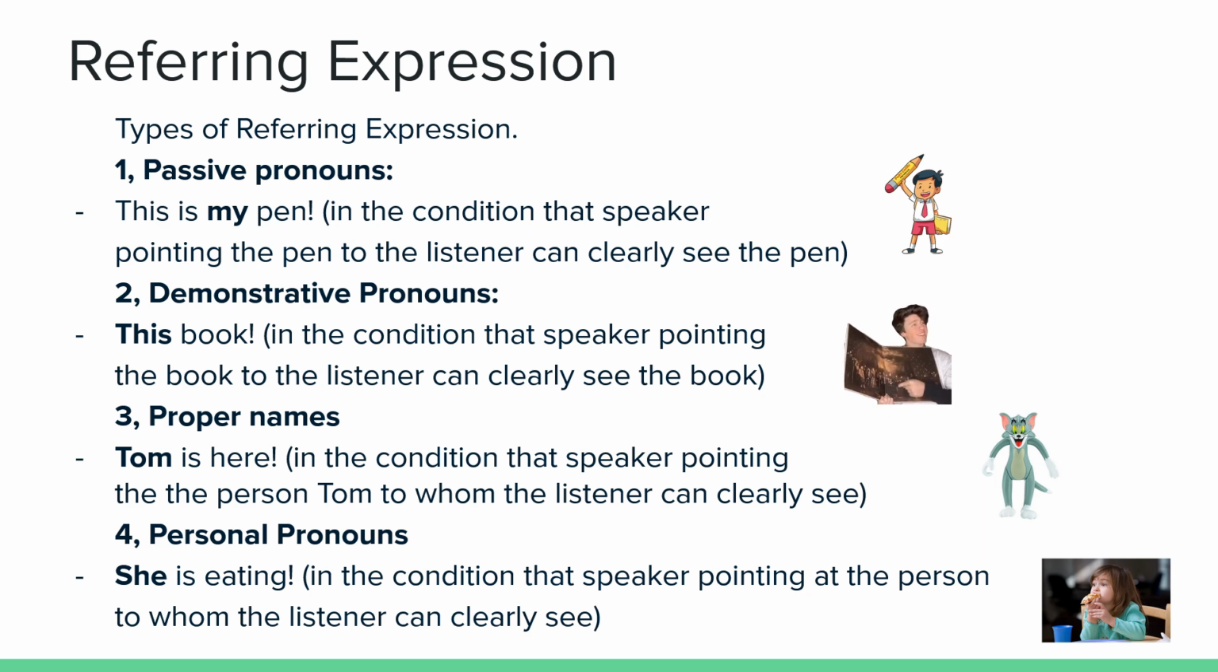In the group of proper names, the sentence "Tom's here" is a referring expression. It can only be the case when both speakers and listeners know where Tom is when the speaker speaks. In the group of personal pronouns, the sentence "She's eating" is a referring expression. It can only be the case when both speaker and listeners know where this person is when the speaker speaks.